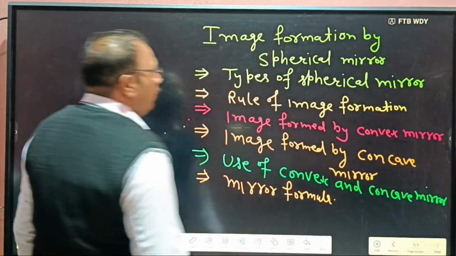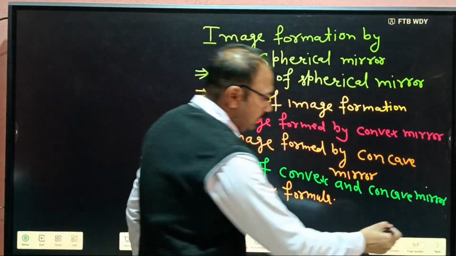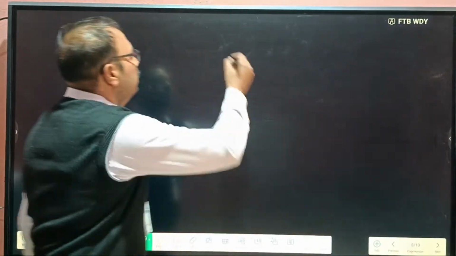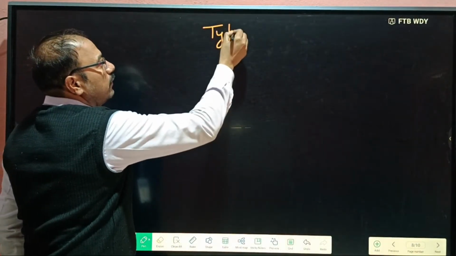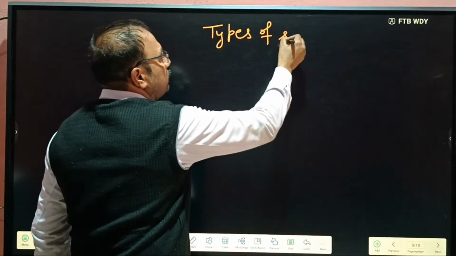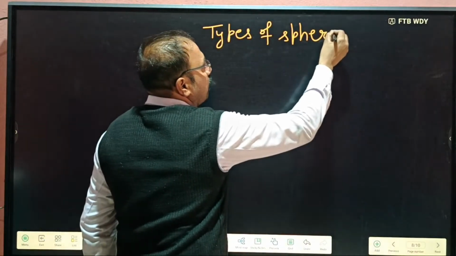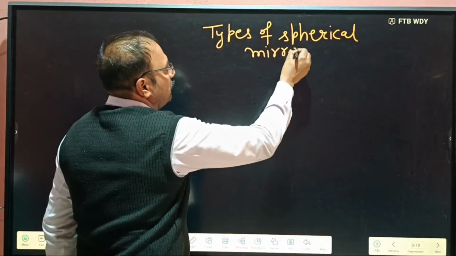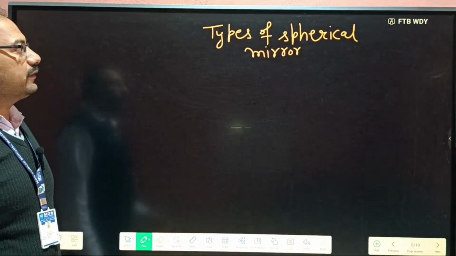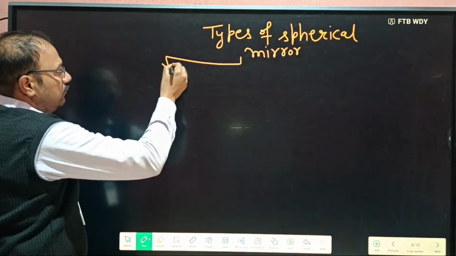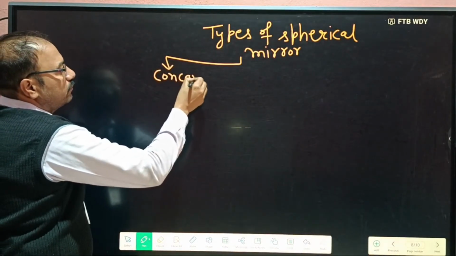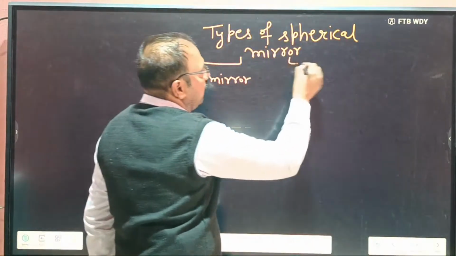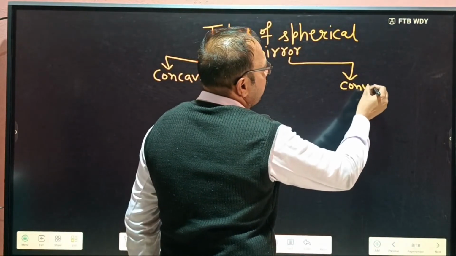First of all, we study the types of spherical mirror. There are two types, concave mirror and second, convex mirror.